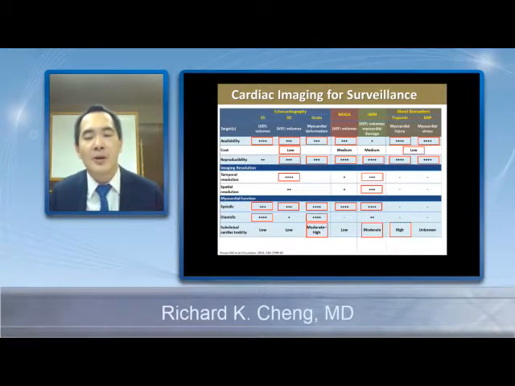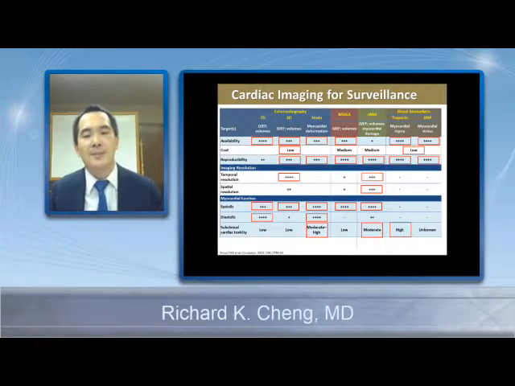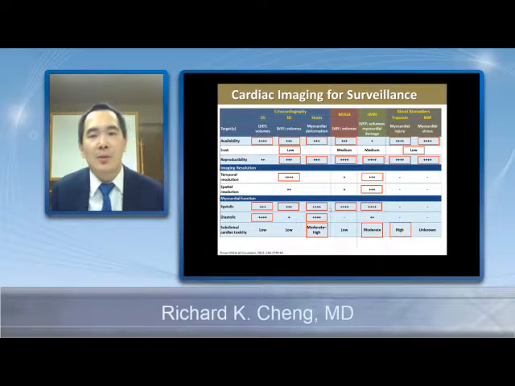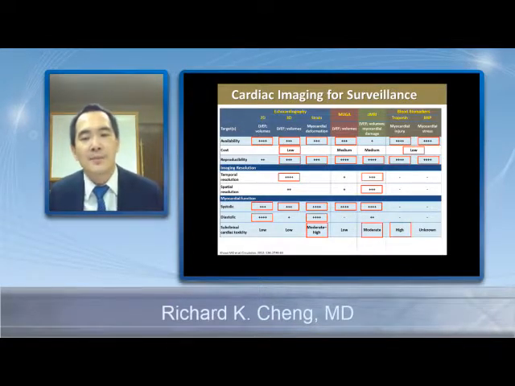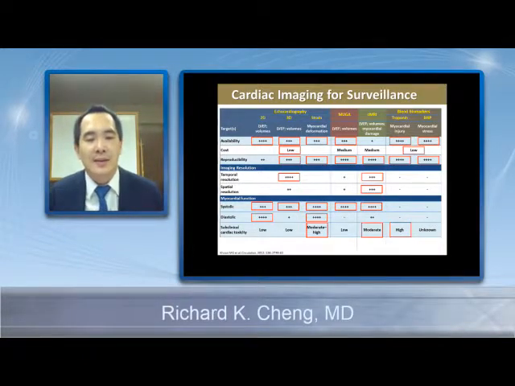Let's look at myocardial function. The main focus when these patients are exposed to cardiotoxic agents is usually systolic dysfunction. So all these imaging modalities are equally effective. Echo, MUGA, MRI can all tell you your ejection fraction equally well. What about diastolic dysfunction? So this is how stiff your heart is. In this case, echo is really the best way to look for this.